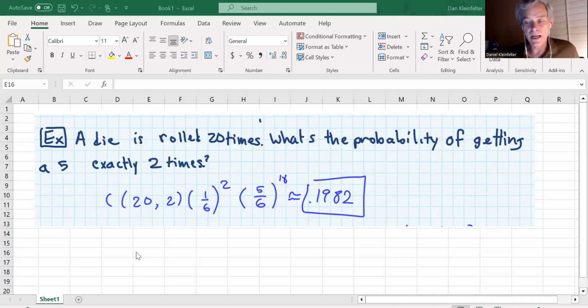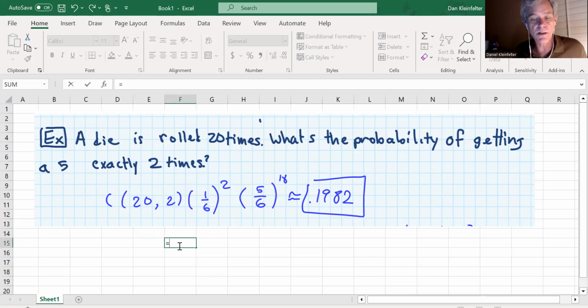All right, so here we are in Excel. If you want to try this in Google Sheets or some other spreadsheet, you can. I've never used Google Sheets, couldn't tell you on that. But in Excel, it goes like this. We're going to do the same die problem. We want to know the probability of getting a 5 exactly 2 times. So I'm going to just do this down here. Equals to start a formula, and then binom.dist.